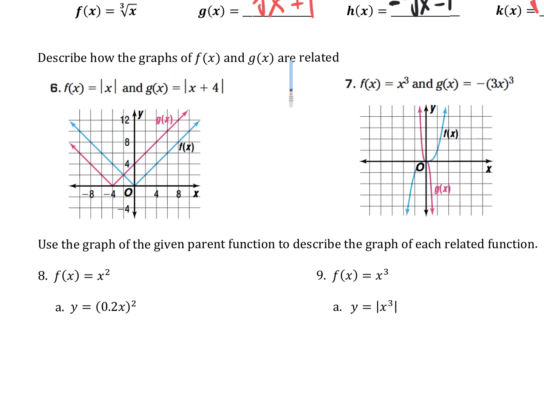It says, describe how these graphs are related. You guys, if F was the blue graph and G is this pink graph, all I want you to tell me is in words what happened here. We just took this and we went left how many? Done. All you got to do if I were you is I would just say left 4. Boom. Because it's very minimal.